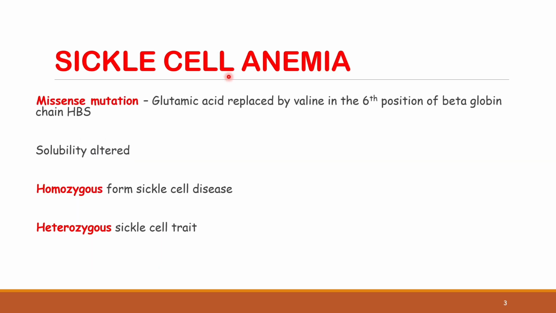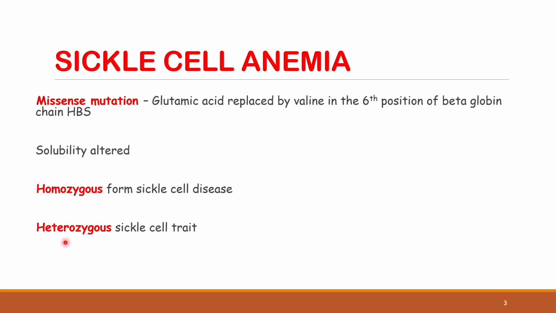So first of all, what is the main genetic etiology behind the development of sickle cell anemia? It's basically because of a missense mutation. Here glutamic acid is replaced by valine in the sixth position of the beta globin chain in HbS. That is the basic genetic defect. Because of that, the solubility of hemoglobin is altered and HbS is formed, which will form tactoids, and it can obstruct the blood supply to the affected organ.